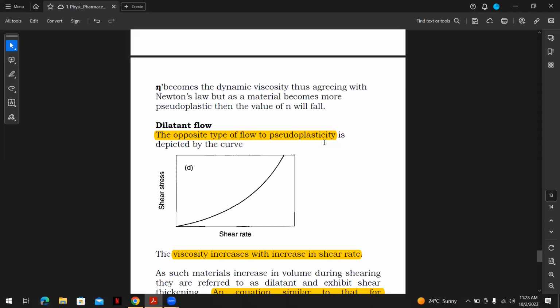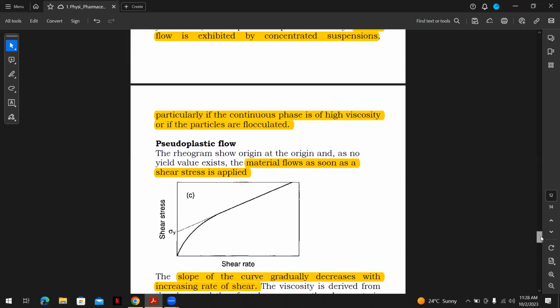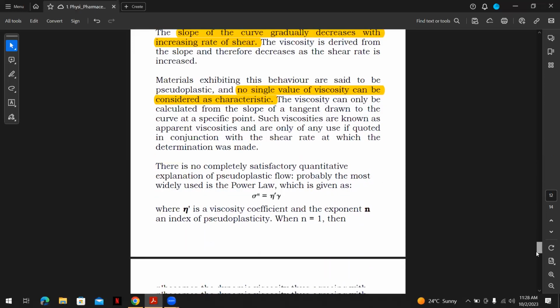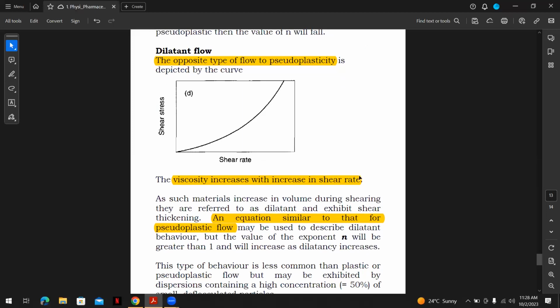Because when you increase the shear rate, the viscosity will increase. And with dilatant flow, the slope is different. You've seen the slope for these other ones, it's lying flat. So this is like it's going on top. But with dilatant flow, it's going the other way. No, it's going like that. I know that will help you understand more. Now you won't forget.